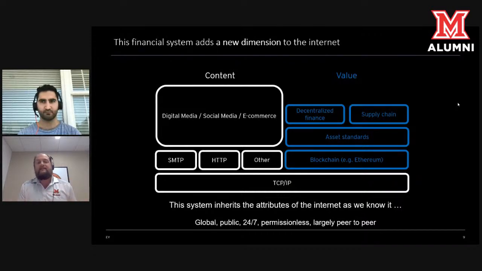We have an existing internet infrastructure that has standardized the way in which endpoints communicate through physical infrastructure and protocols like TCP/IP.